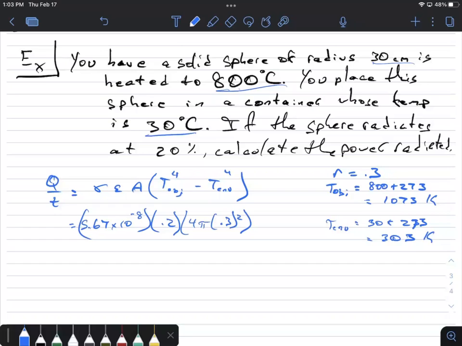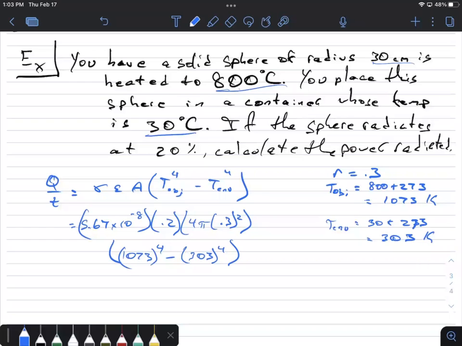Finally, the temperature stuff. So I have times the temperature of the object, which is 1073 raised to the fourth power, minus the temperature of the environment, which is 303 to the fourth power. Okay. So before I do this work, it's important that you converted correctly, because if I didn't do conversions, all these numbers are going to be way off. And so obviously your answer is going to be wrong.